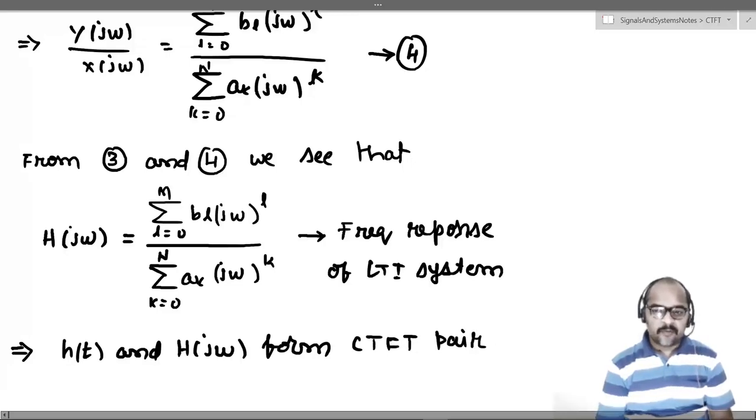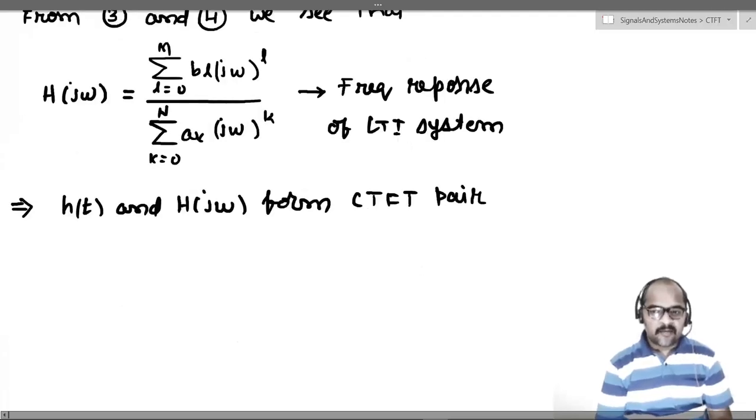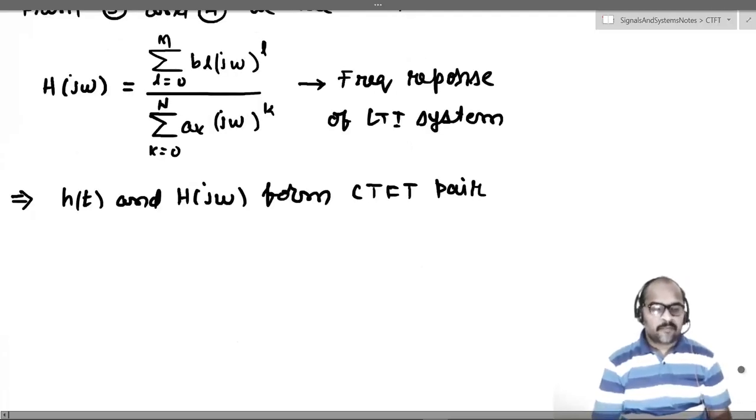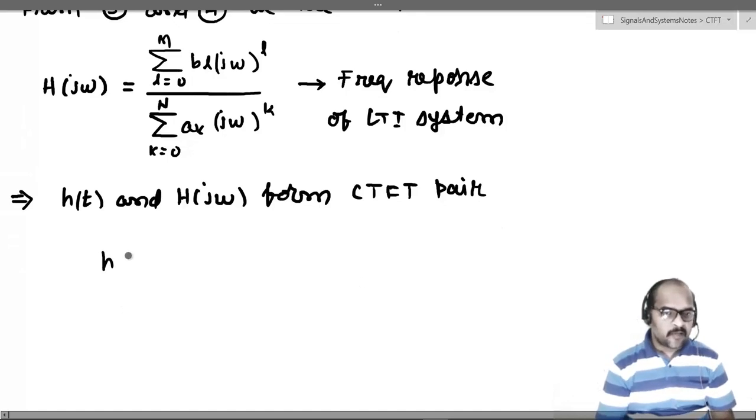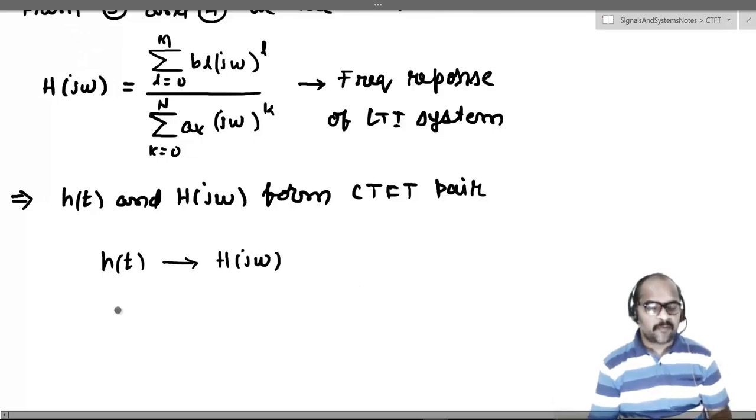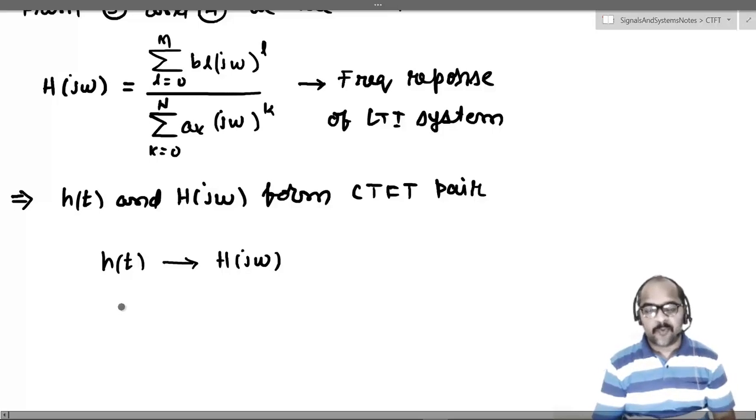What does this mean here? Fourier transform is there means what? Okay, I'll write that down nicely. So h of t has H of j omega as the Fourier transform. So h of t, which is the impulse response of the LTI system, has Fourier transform H of j omega, and we call that the frequency response.